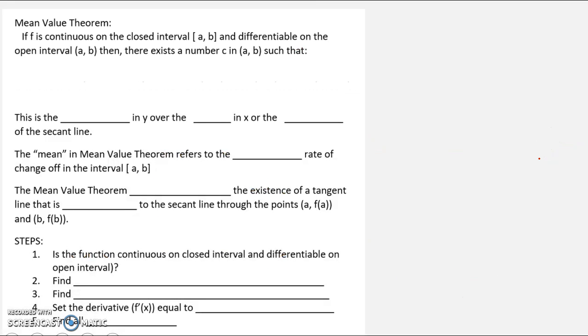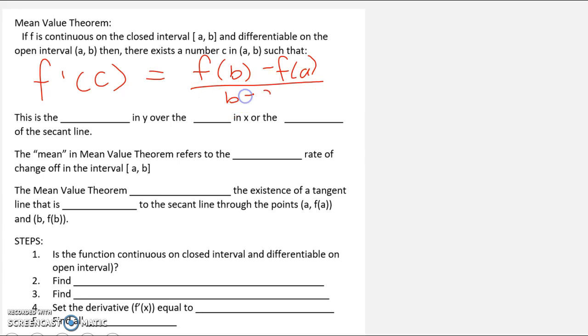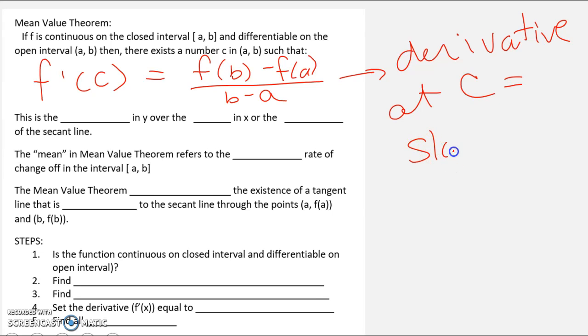Let's look at the mean value theorem. It's very similar, but we don't have to be equal to 0. We could be equal to whatever the secant slope is. So if f is continuous on a closed interval a to b and differentiable on the open interval a to b, then there exists a number c in the interval a to b such that the derivative of c equals f of b minus f of a over b minus a. In shortcut, this is saying the derivative at c is equal to the slope of the secant from a to b.